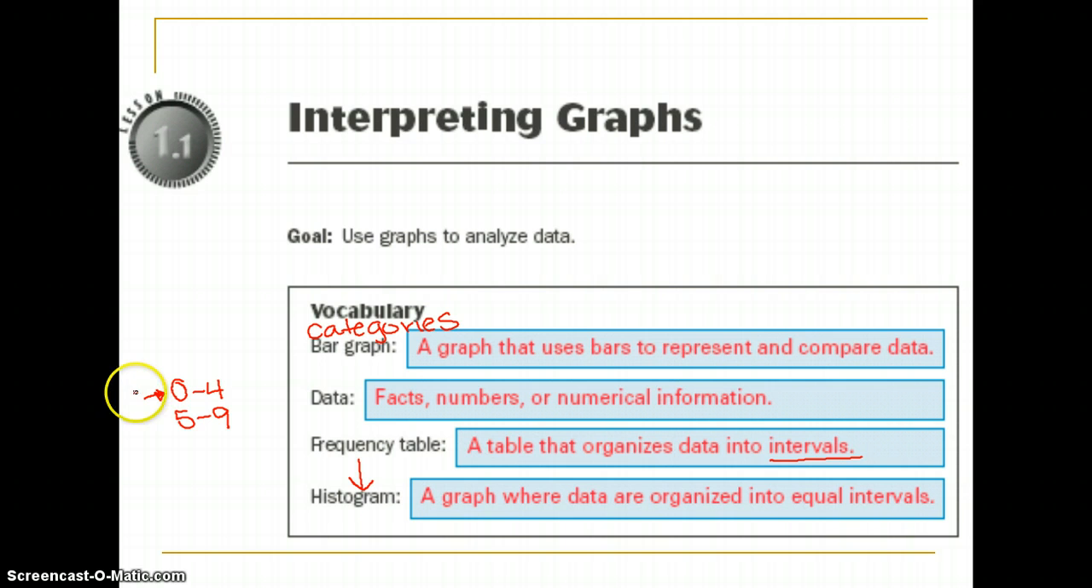For example, 0 through 4 has 5 numbers to it: 0, 1, 2, 3, 4. 5 through 9 also has 5 numbers to it. So the next equal interval would be 10 through 14. Again, there are 5 numbers. You also do not want to overlap the intervals, because if something happened 5 times, let's say you watch TV 5 times that day, you don't want to put it into 2 intervals.